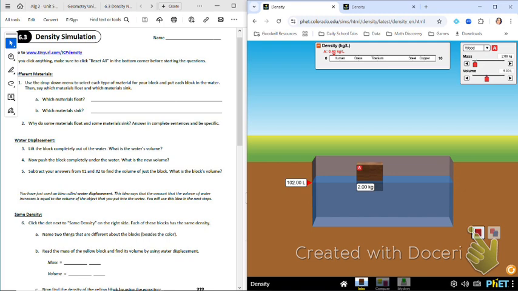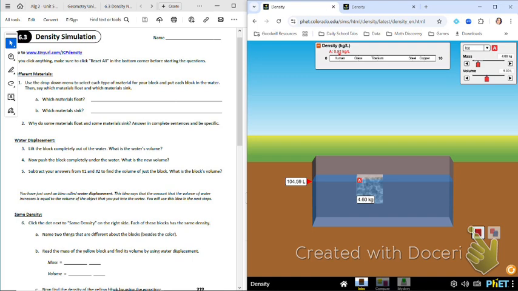Number 1 says use the drop-down menu to select each type of material for your block and put each block in the water. So number 1, first thing we've got here is wood. And it asks you which materials float and which sink. So here's a picture of a wood block. You can decide where that one goes. Is it floating or is it sinking? It's floating. Okay. All right, so styrofoam. I put ST for styrofoam. That's fine. Ice is next.